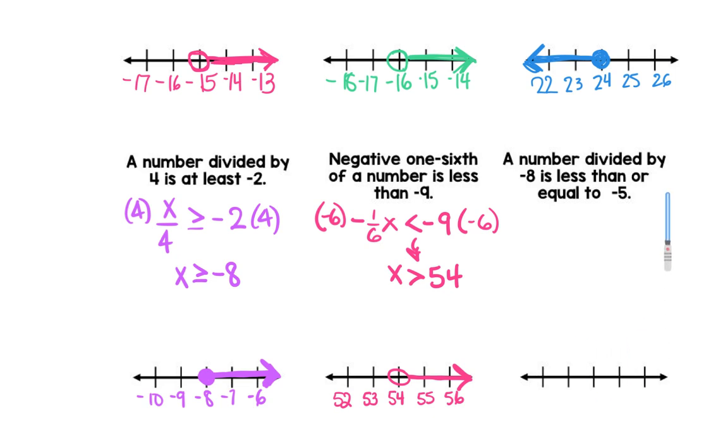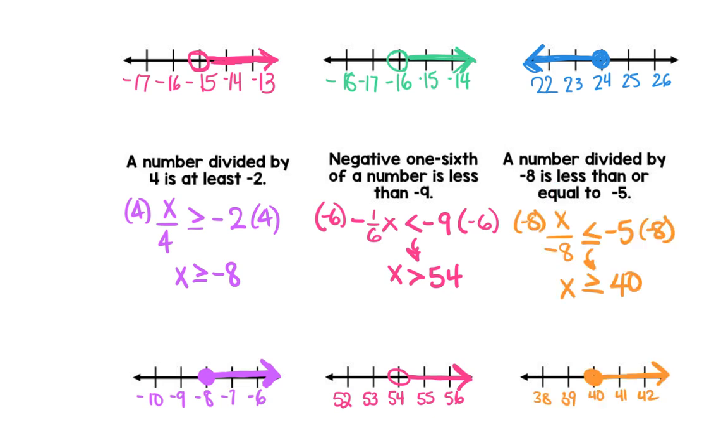Last one, a number divided by -8 is less than or equal to -5. In this case, we had to multiply both sides of the inequality by -8. Because we're multiplying by a negative, we had to flip the sign, so x is greater than or equal to 40. This is a closed circle, shade to the right.